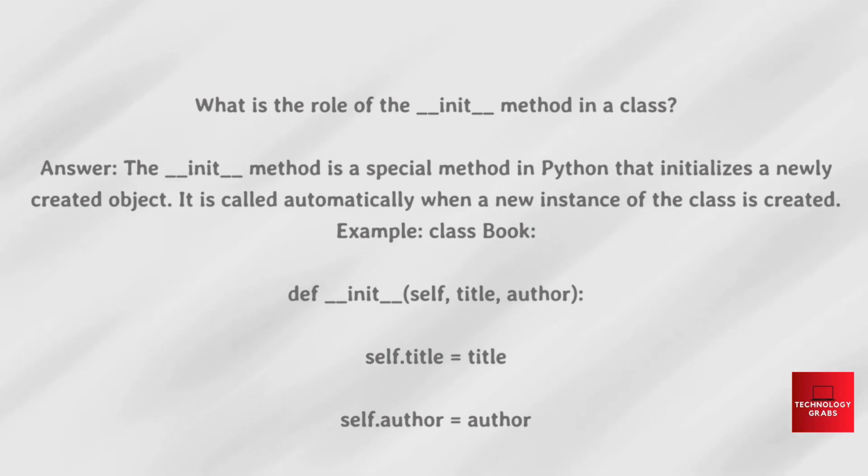What is the role of the __init__ method in a class? Answer: the __init__ method is a special method in Python that initializes a newly created object. It is called automatically when a new instance of the class is created. Example: class Book, def __init__(self, title, author): self.title = title, self.author = author.